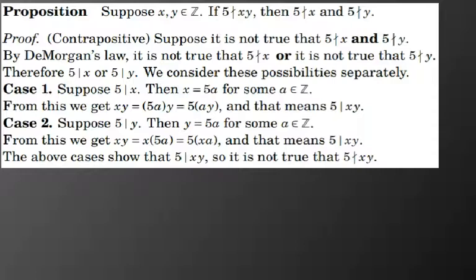But then it works basically the same. So xy equals x times 5a, regroup. xa is your integer that satisfies the divides definition there. So 5 divides xy, and then so on. The above cases show that 5 divides xy. So it is not true that 5 doesn't divide xy. And that would be a proof by contrapositive, because we started with the negative of this, and we showed the negative of this, so that original thing would be true.